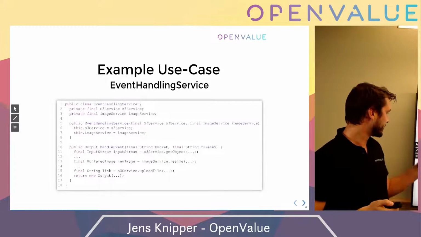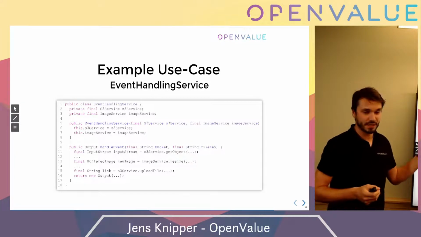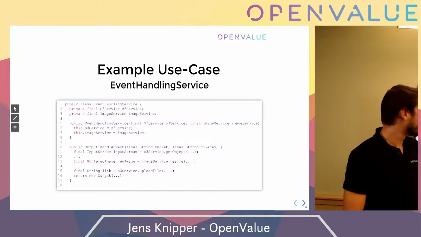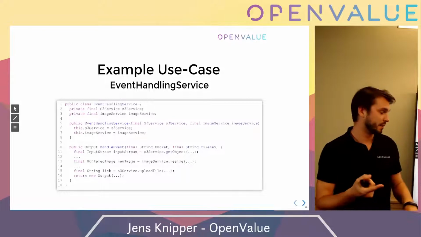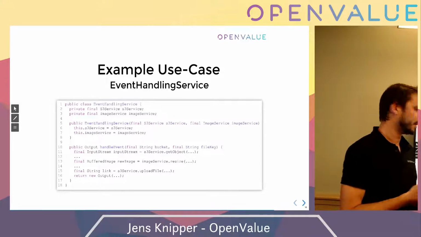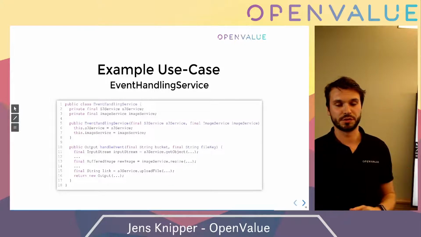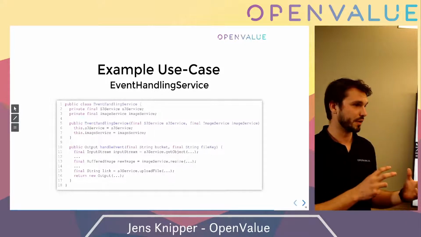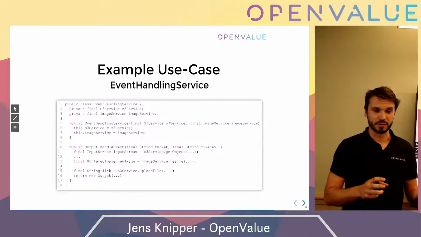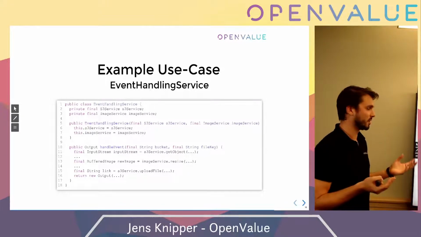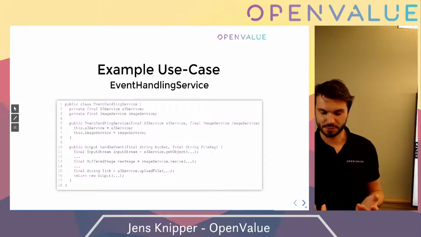So let's get back to the services. We're using the S3 service and an image service over here. We use the S3 service to upload and download files, and that's all it does. The image service is what we use to shrink files. And actually, we don't care about the implementation because we just want to test them. So that's what we're going to do now.